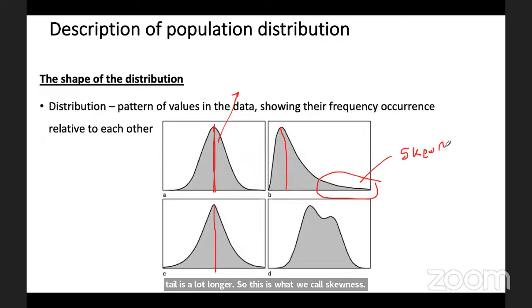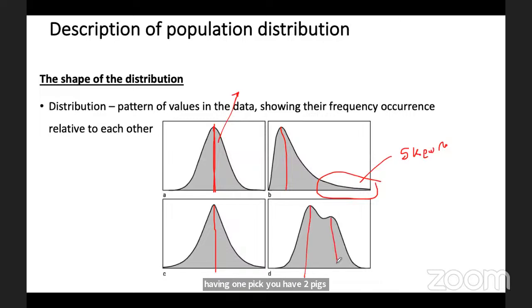So the skewness can either be to the right or to the left. It can either be positively skewed or negatively skewed. And then you can also have a situation where instead of having one peak, you have two peaks. So here you have two peaks.